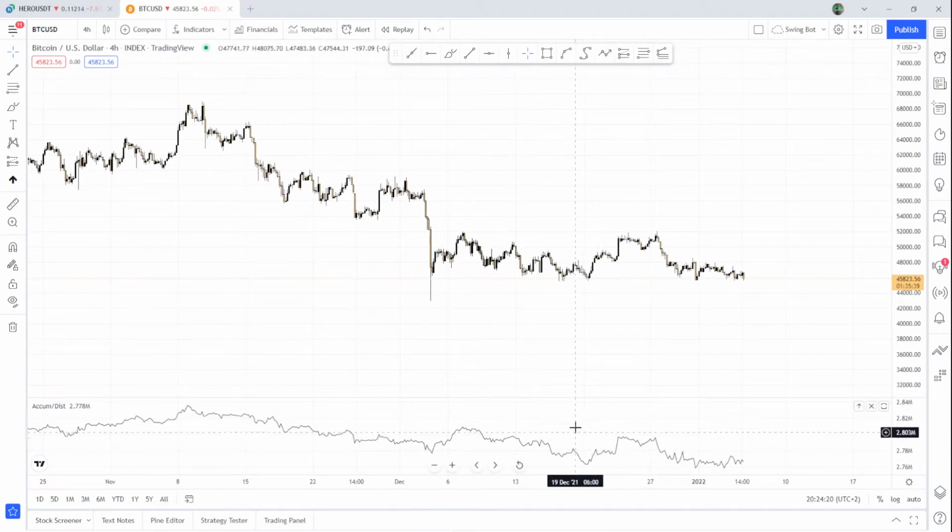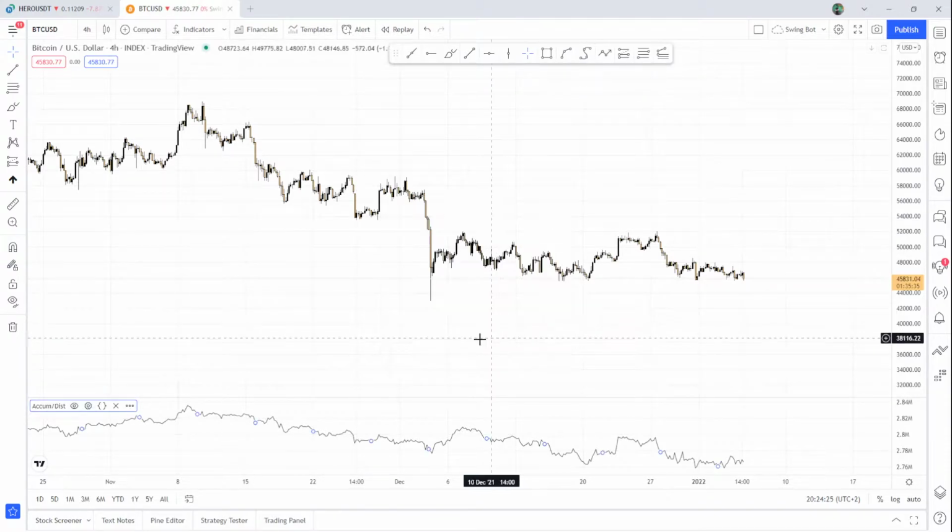Okay, let's look at this indicator. It's the accumulation and distribution indicator.